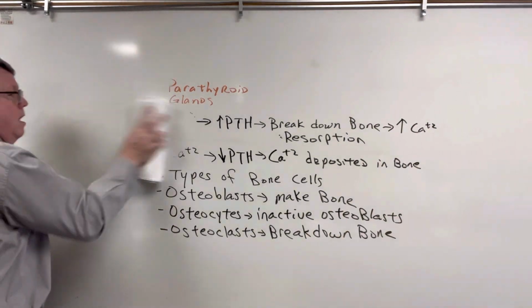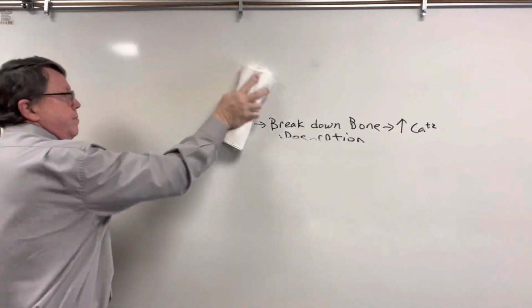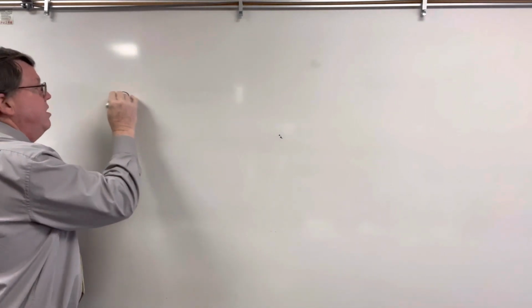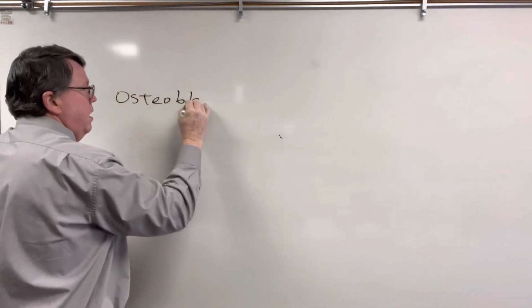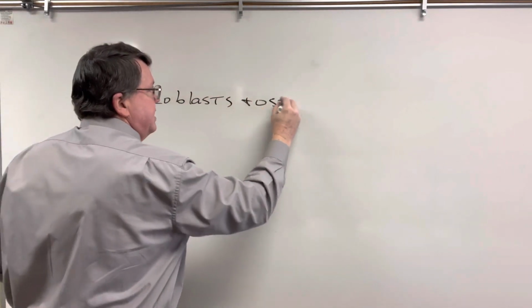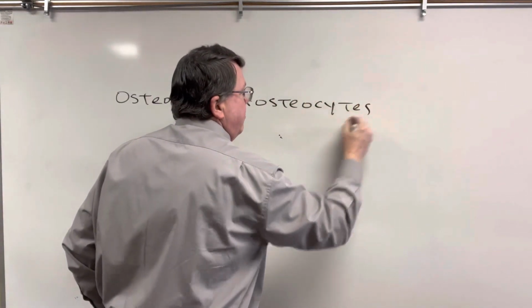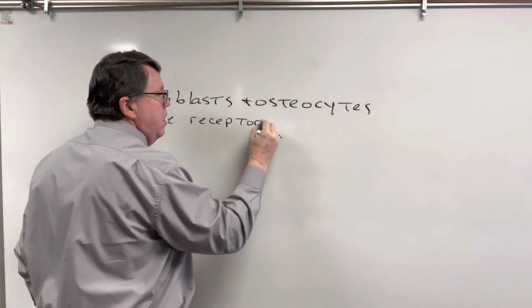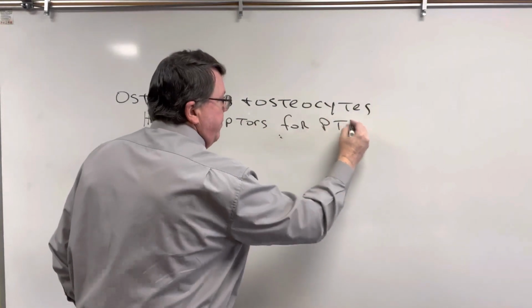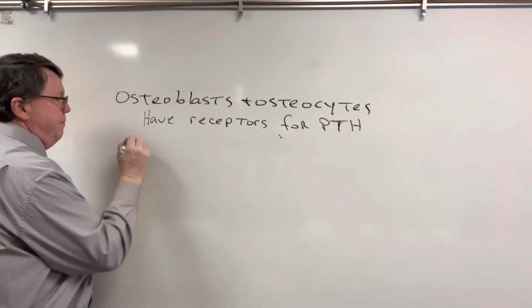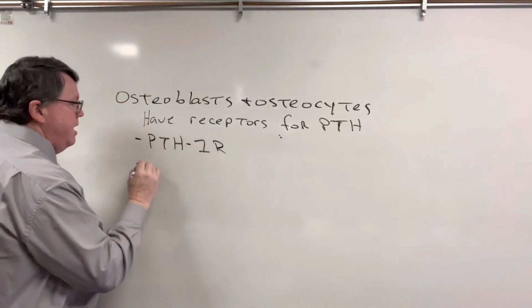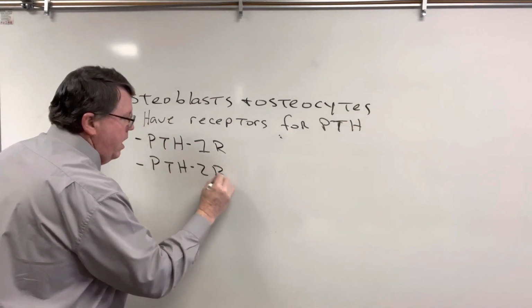And if we go like this, basically only osteoblasts and osteocytes have receptors for parathyroid hormone, okay? Now, there's two types of receptors. One type is going to be called PTH1R, and the other one is PTH2R.